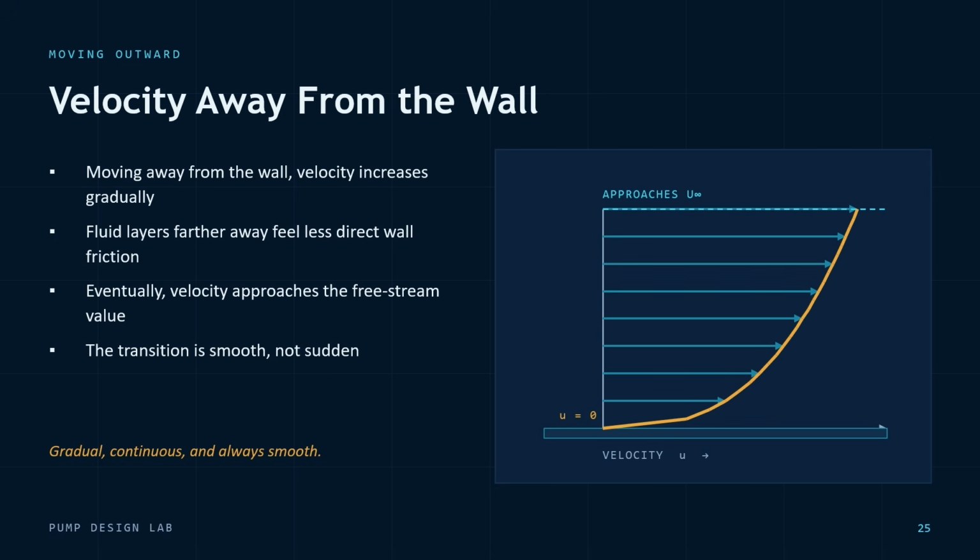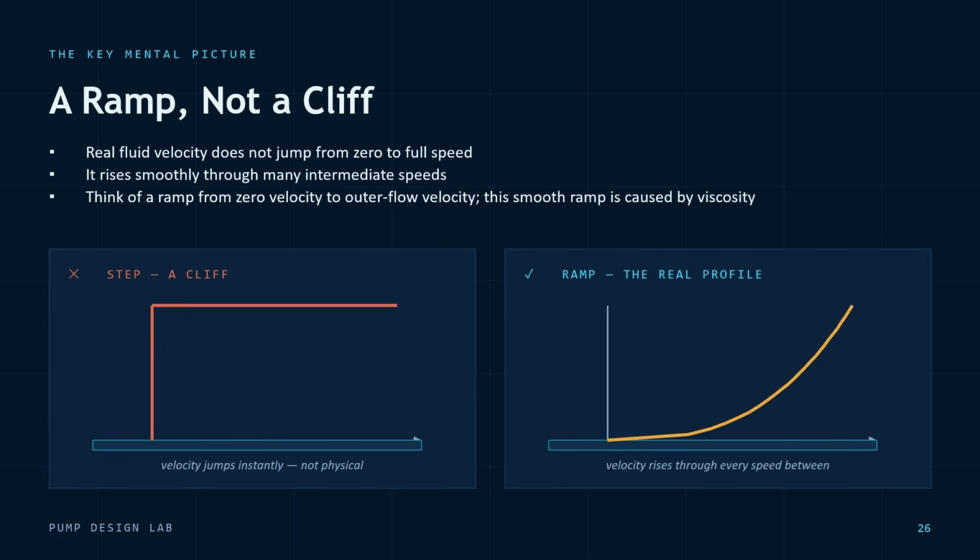This gradual recovery is worth emphasizing because it is easy to imagine it incorrectly. A ramp, not a cliff. It is important not to imagine a sudden jump from stationary fluid to fast-moving fluid. Real fluid gives us a smooth ramp, not a vertical cliff. Viscosity continuously transfers momentum between neighboring layers. That is why the velocity curve changes smoothly from the wall out to the free stream.